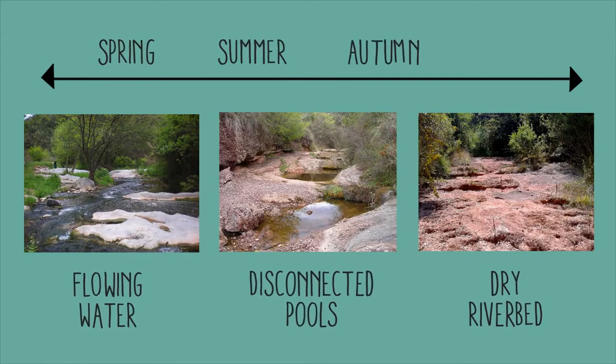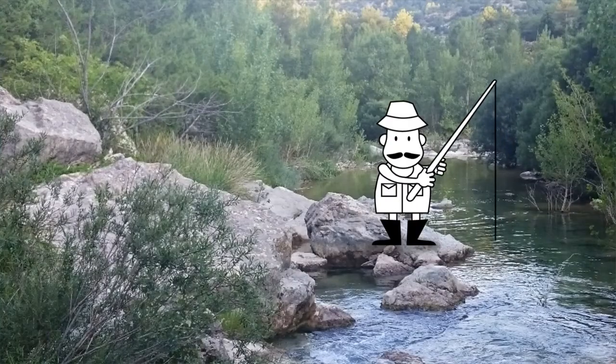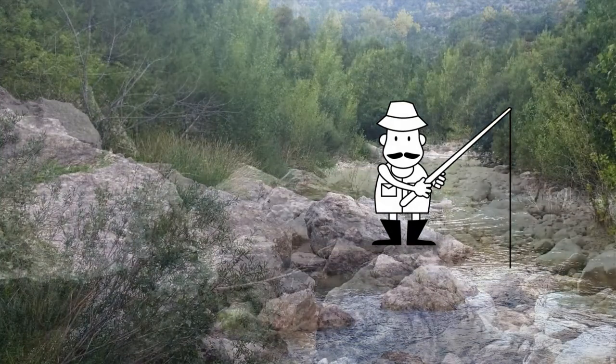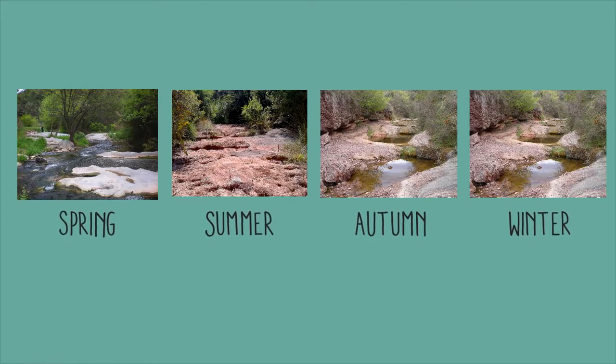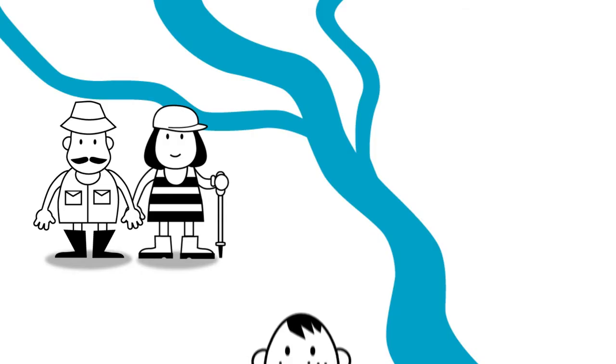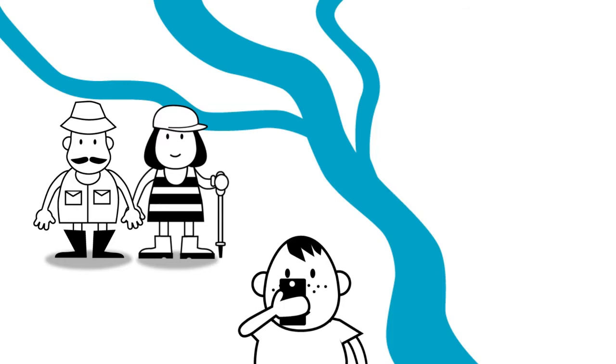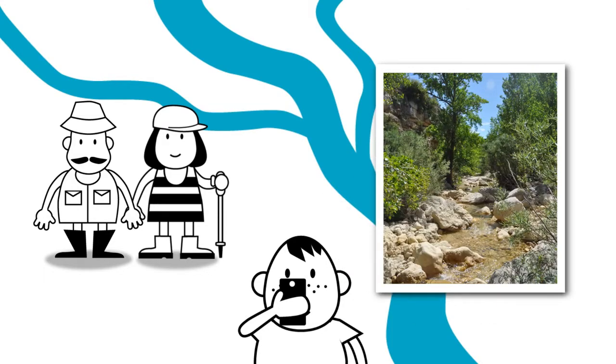Do we know if this changes during the year? Yes, because Victor does not fish in summer because the river's dry. It's what we call temporary rivers. It's time to take a photo of the river and we are ready to start with the tests.